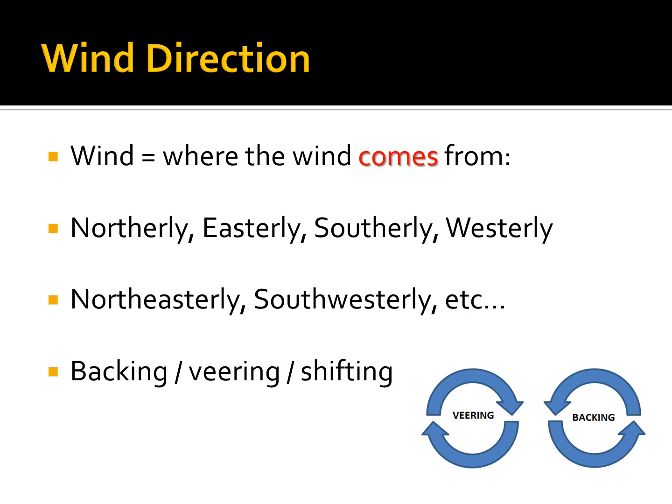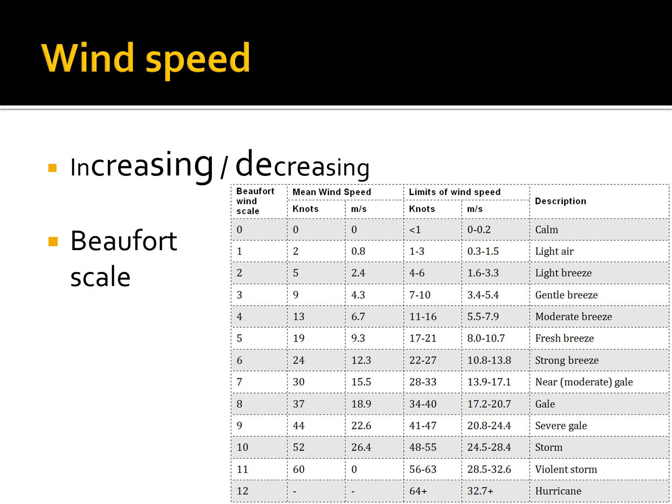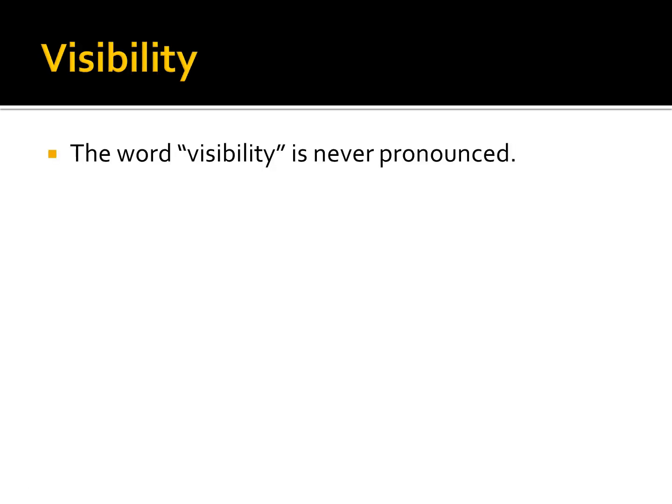Wind speed will be described as increasing or decreasing. Of course, the numbers will refer to the Beaufort scale. For visibility, the word visibility is never pronounced. However, you know it is about the visibility because it comes last, after the description of the general weather.